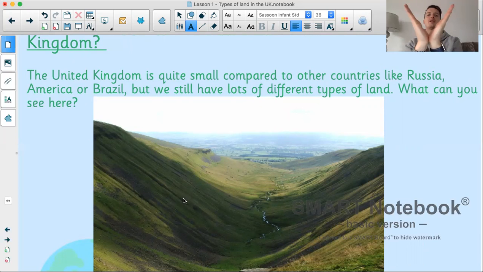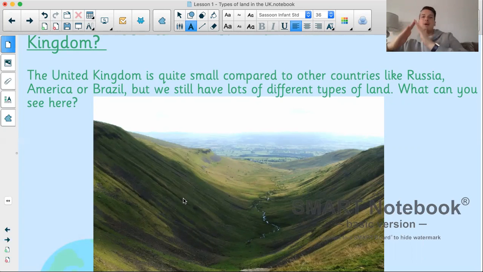But what letter does it look like they're making? Yeah, it's making a V, isn't it? It's making a V for which word began with a V? V, valley. So a valley is a low area of land between two hills or mountains. That's what a valley is.